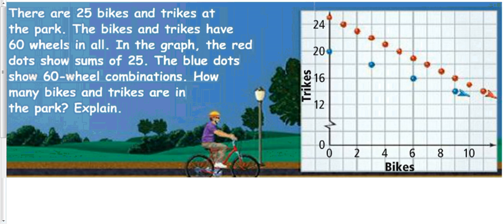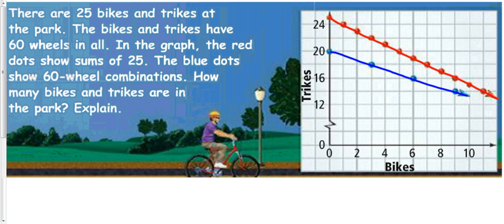If we looked at this red line right here, we can see that if we have sums of 25, how many bikes could there be, how many tricycles can there be. So we could have 0 bikes and 25 trikes. We could have 1 bike and 24 trikes, and we can graph this line all the way down somewhere. Then if we look at the blue line, we can show 60 wheel combinations, right? We could have 0 bikes and 20 trikes, and we can graph this.